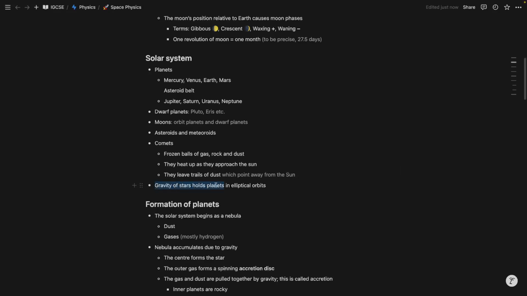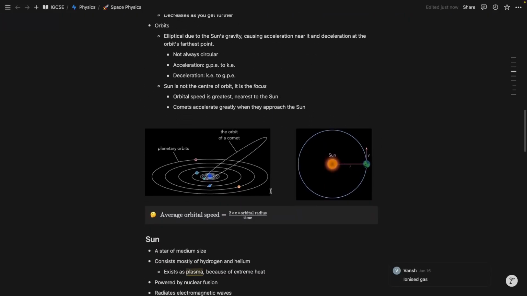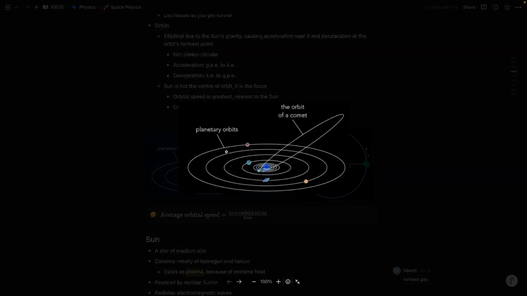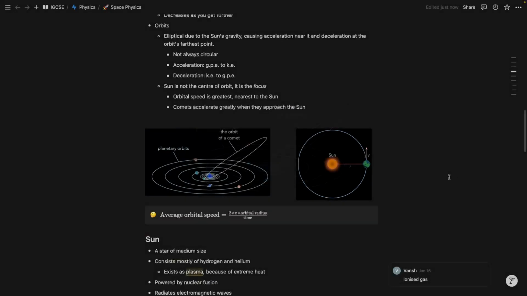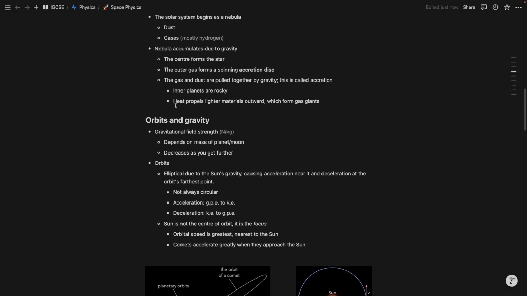Gravity of stars holds planets in elliptical orbits. So you can see this diagram of orbits. These are ellipses, which are not perfect circles, but you could think of them as stretched circles. Okay, so let's talk about orbits. There's this factor, gravitational field strength, which is newtons per kg, and for Earth, as I talked about, it's 9.8. This depends on the mass of the planet and moon, and it decreases as you get further.